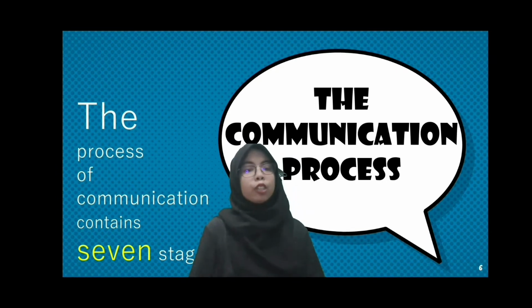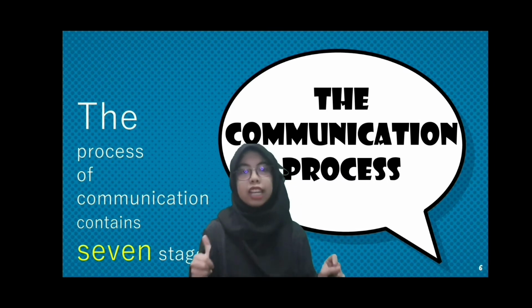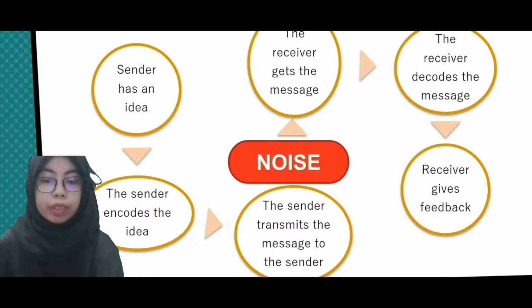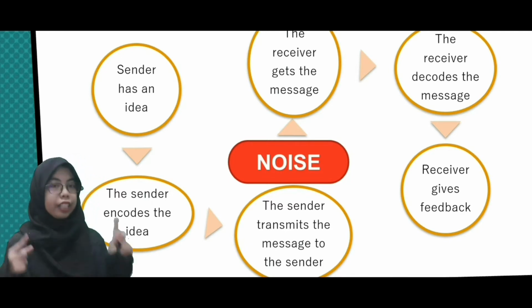Okay, now we go through to the next slide, which is the communication process. The communication process contains 7 stages. The first is sender has an idea.